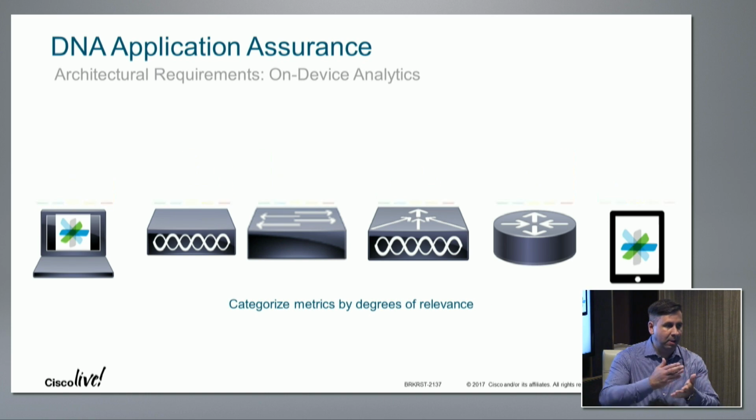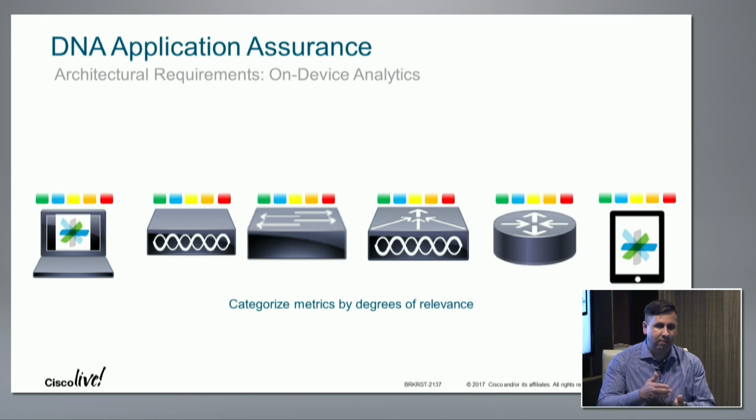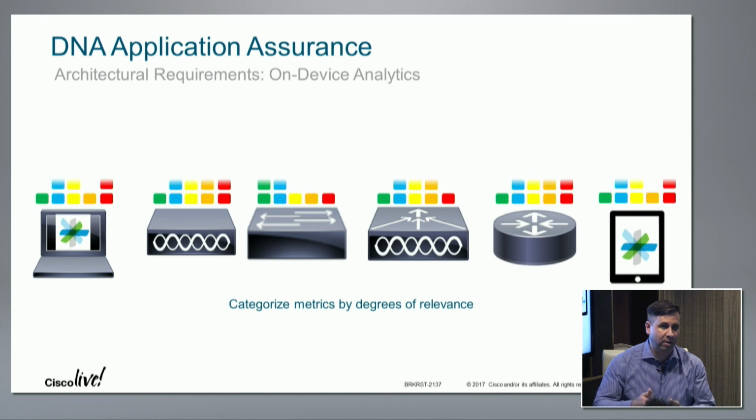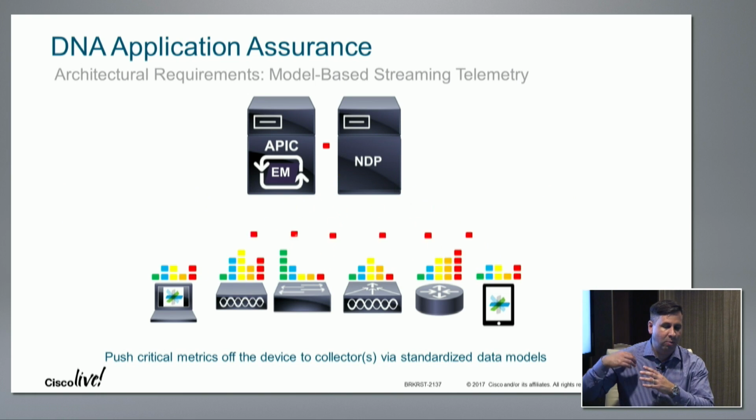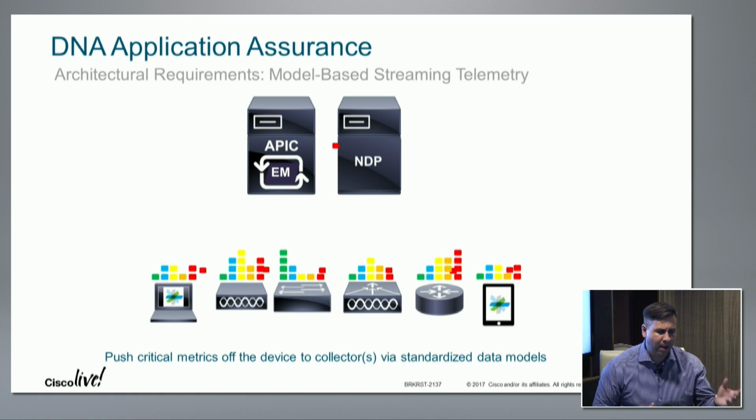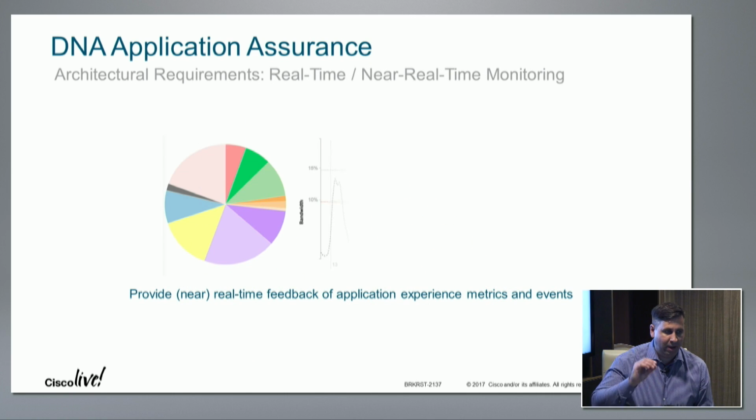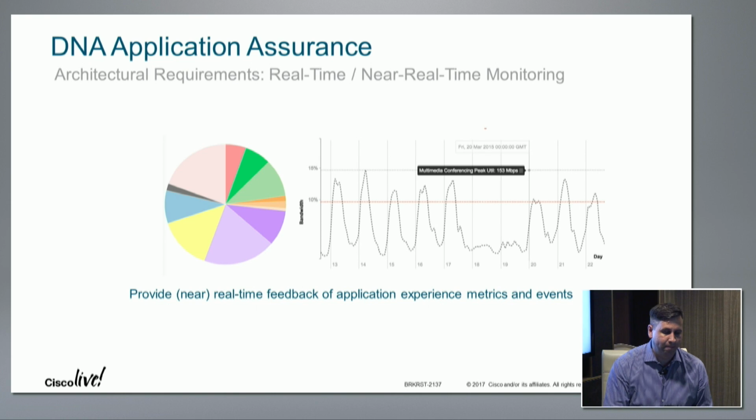We realize that there's so many things that we can keep track of. Not every metric is equally important. Some key performance indicators are more important than others, so we want to flag them as such so that we can push these critical messages off the device. Not relying on legacy protocols like SNMP to gather information from the network, but rather model-based streaming telemetry. Very efficient, very real-time, and it's very specific to what we're looking for.